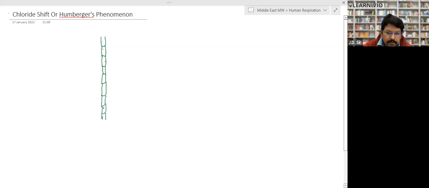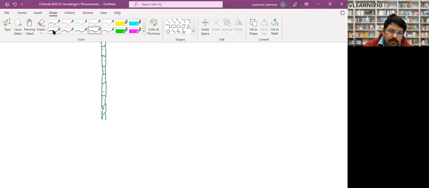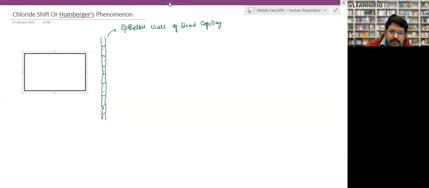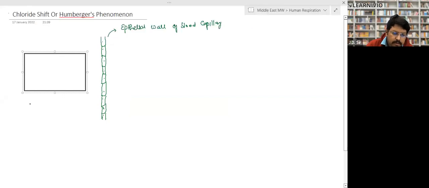Yes, this is the epithelial wall of blood capillary. Again, there are tissues. These are the actual tissues, or you can say the cells of our body. So they are the tissues, the cells of the body. What will happen?